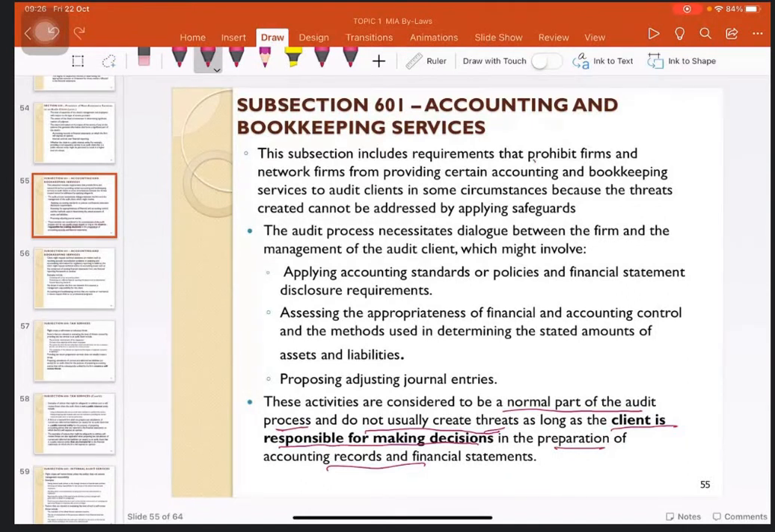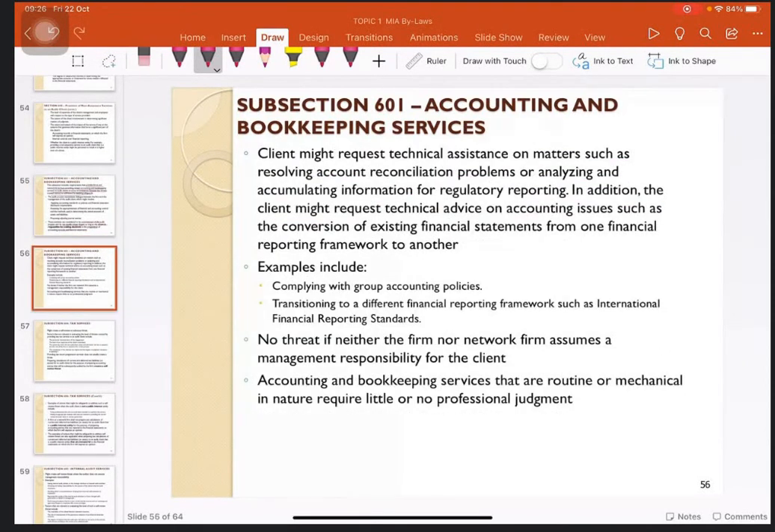Okay, basically it's prohibited, it's not allowed. Normally untuk big audit firm tak ada masalah, but small audit firm they might have the problem. Okay, baca this one continue.